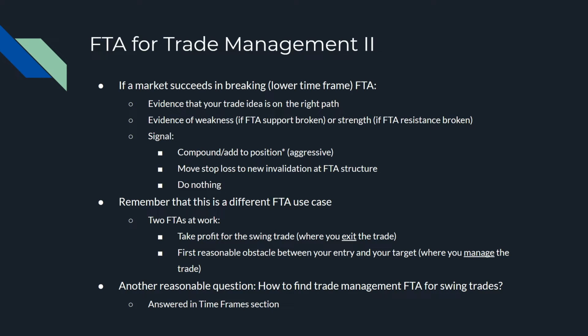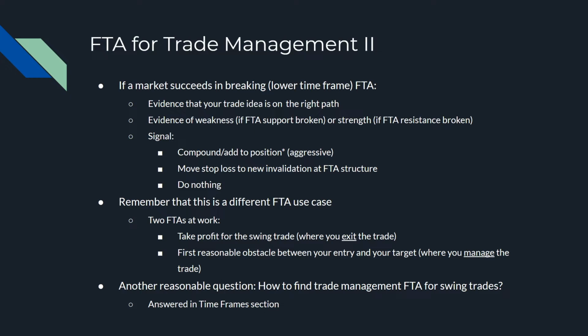The second part of this, FTA for trade management, obviously the logical corollary of the market failing to break FTA. What happens if the market succeeds in breaking first trouble area? So pretty much the opposite of the diagrams we drew in the examples we covered. Well, that's evidence that your idea is on the right path. That's great. Specifically, it's evidence of weakness of FTA broken. That's the inverse, the opposite of what we talked about. Great. The juicy part, or the interesting part, is, again, the signals that are generated.